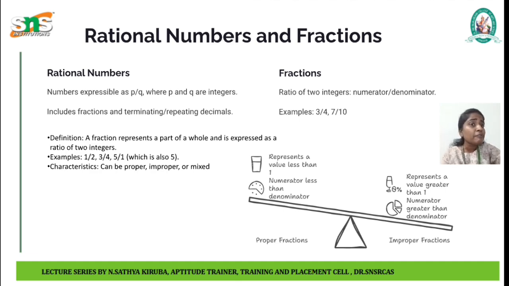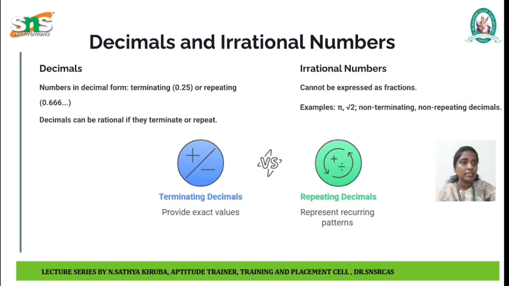Now what is a proper fraction and improper fraction? A proper fraction will have the denominator greater, improper will have the denominator less. Hope you all know that. Now what is a terminating and non-terminating decimal? A decimal like 0.25 is going to terminate. It will not have any other numbers after the decimal point. Now 0.666, it will go on like that. It is a repeating decimal.